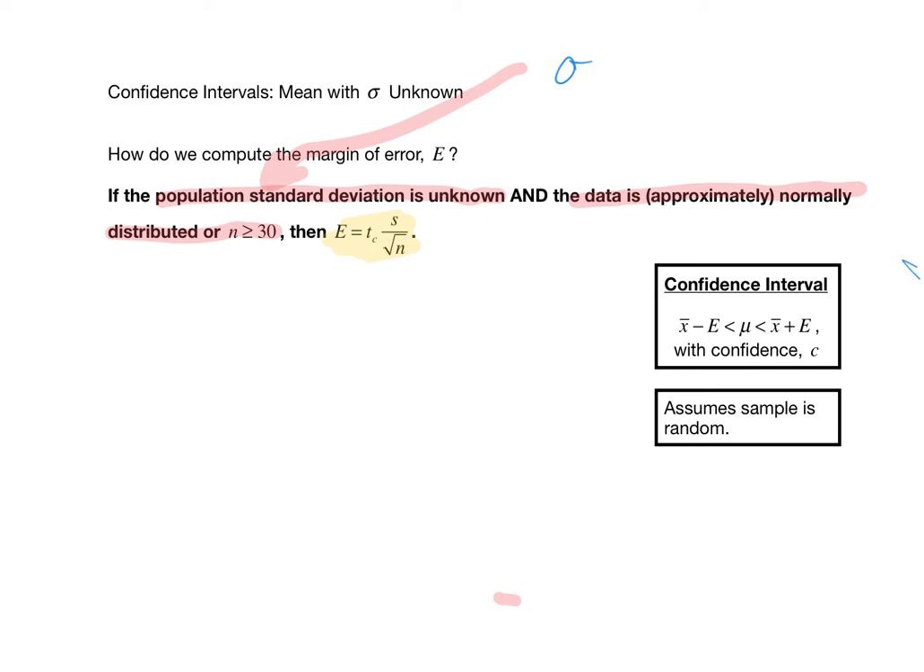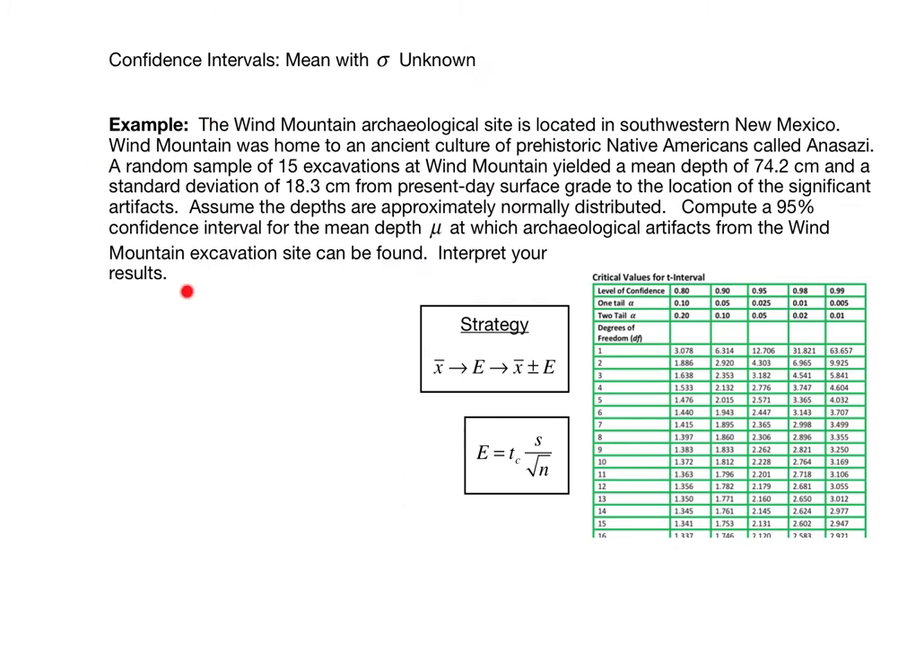So let's go back to the original problem and see what we can do. Let's quickly read through the problem again and then redefine our variables. The Wind Mountain Archaeological Site is located in southwestern New Mexico. Wind Mountain was home to an ancient culture of prehistoric Native Americans called Anasazi. A random sample of 15 excavations at Wind Mountain yielded a mean depth of 74.2 centimeters and a standard deviation of 18.3 centimeters from present-day surface grade to the location of the significant artifacts. Assume the depths are approximately normally distributed. Compute a 95% confidence interval for the mean depth mu at which archaeological artifacts from the Wind Mountain excavation site can be found. Interpret your results.